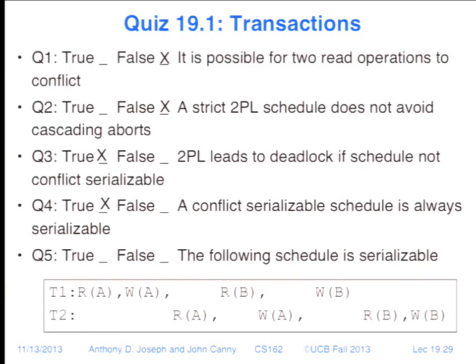Yeah, that's true. Okay. All right, what about the following schedule? Is it serializable? So what kind of conflicts do we have here? We have this one and this one. And this one. So is it serializable? Yes. Right, there are three conflicts. We've got to move these past each other, but they're okay.